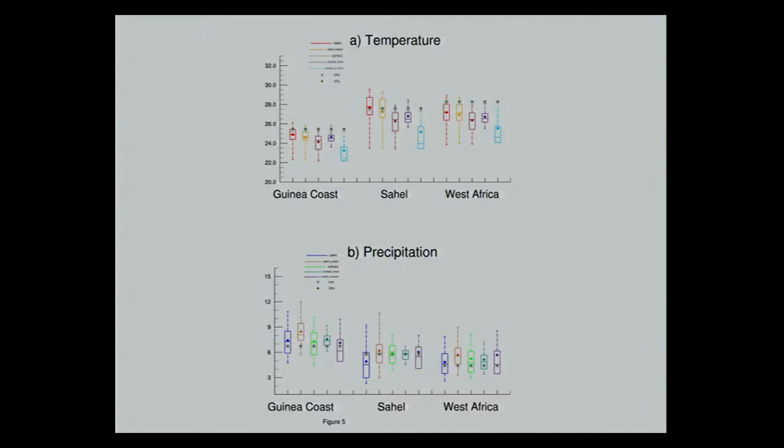But for precipitation, it's a bit better, especially over the Guinean coast. But for some regions, it's not too clear. But at least for the SCA4, the picture is really clear.